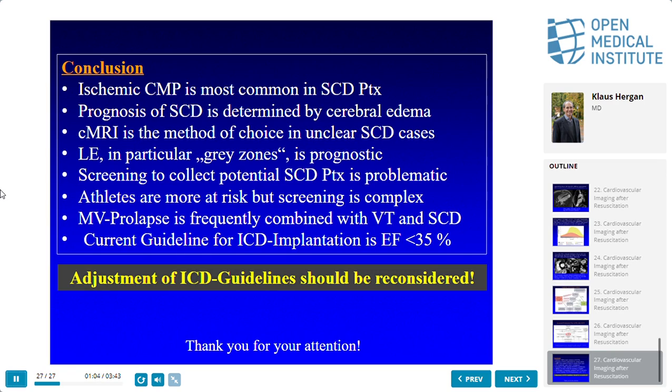And what you should keep in mind is that mitral valve prolapse is frequently combined with ventricular tachycardia and sudden cardiac death. It can happen. And I guess in the future they will change the guidelines of the different cardiac associations and include, together with the ejection fraction, the late enhancement as a tool and an idea for the ICD implementation. Okay, thank you very much for listening to me.